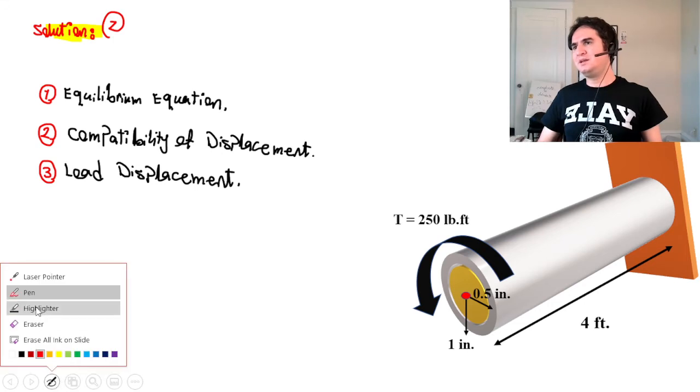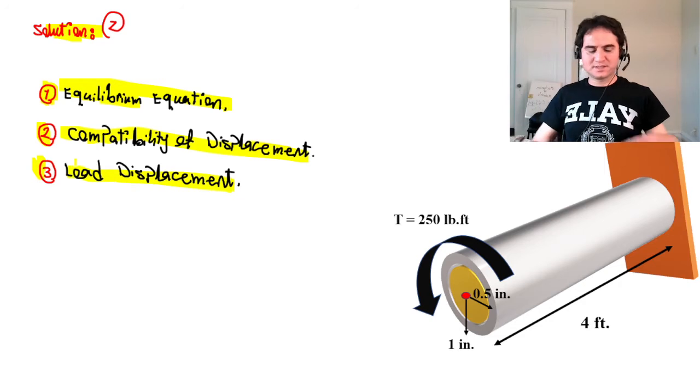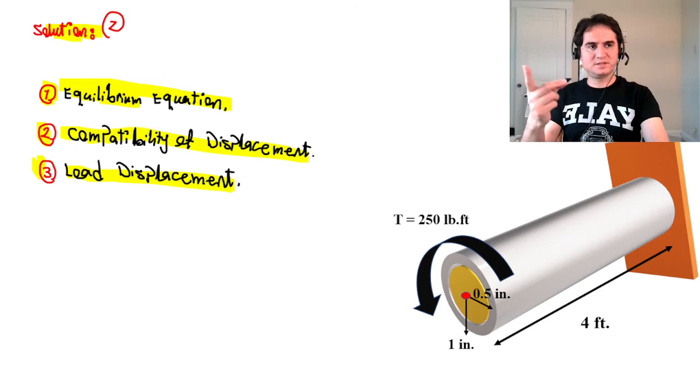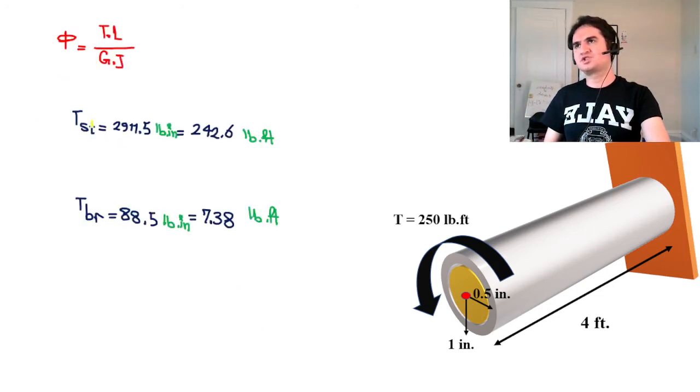That goes through a bunch of equations: the equilibrium equation at the beginning, then compatibility of displacement, then load-displacement, connecting them, and solving some of those equations simultaneously to finally get the torsional share for each material. For steel, the share of torsion is 242.6 pound-feet, and for brass it is 7.38 pound-feet in solution 1.